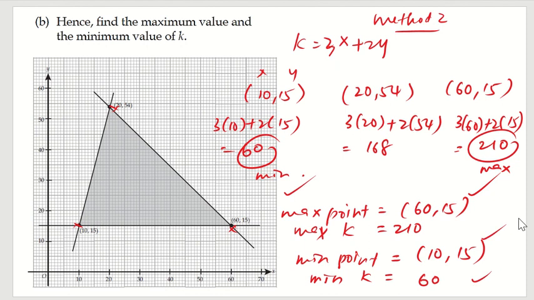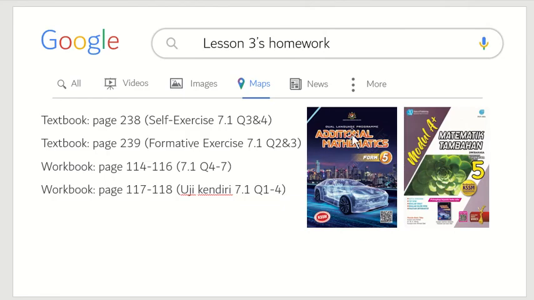Bukan 10 lah, ada lagi. Okay, so we stop here today. Then this is your homework lah.